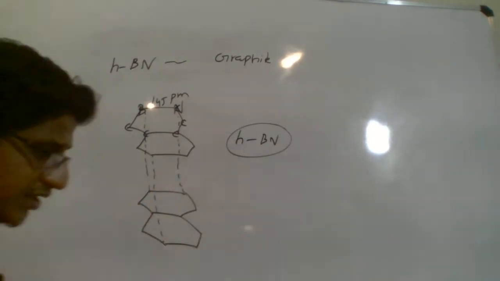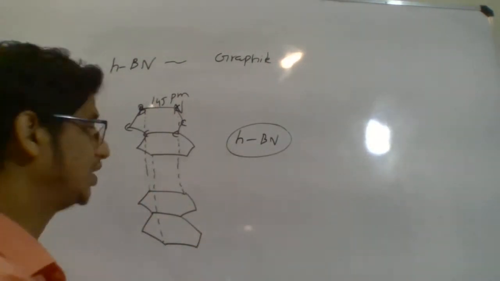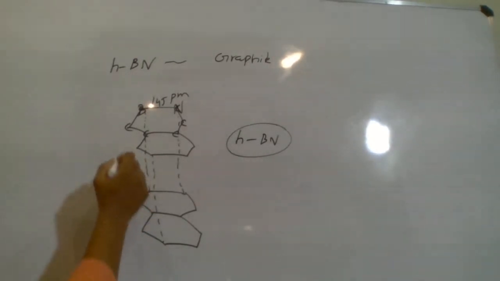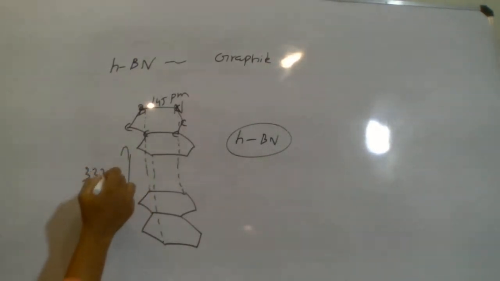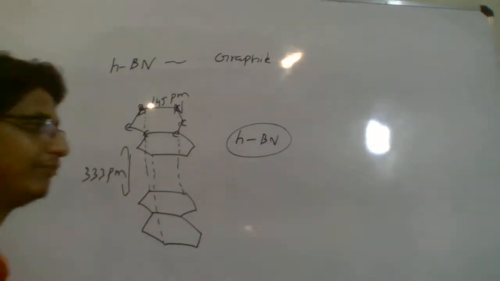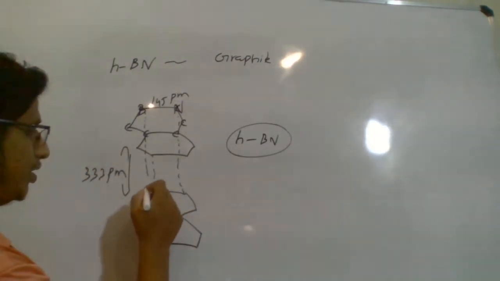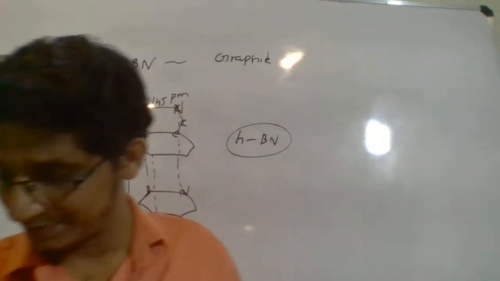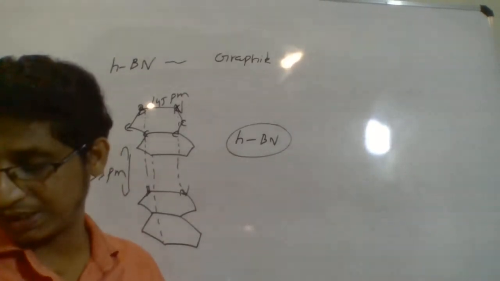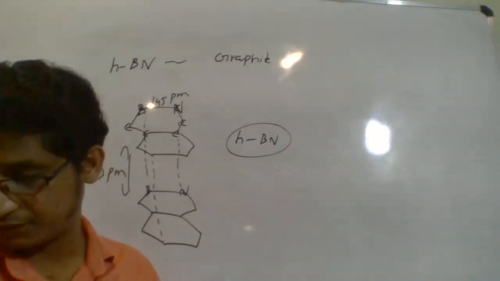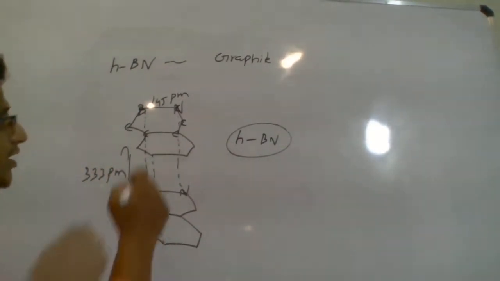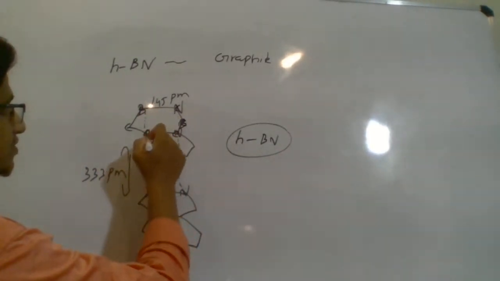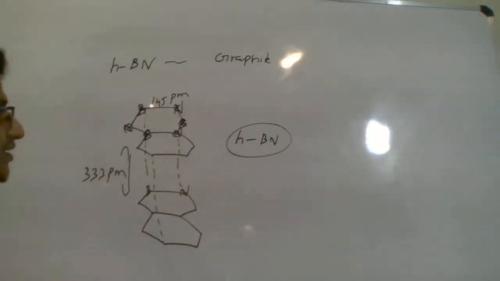we know two layers are attracted to each other by van der Waals force. So if you talk about the van der Waals radius, it's around 333 picometer. So if you compare with graphite, this hexagonal boron nitride has very much similarity with the hexagonal layered structure of graphite. So here you will see alternating boron and nitrogen atoms. That will be the difference. Okay, that's the way the structure will develop.